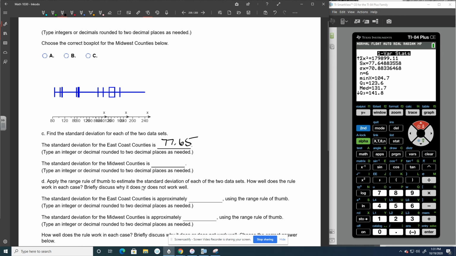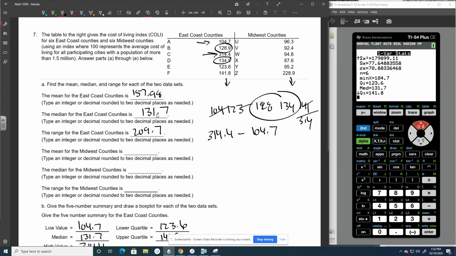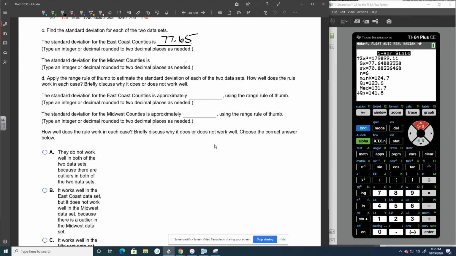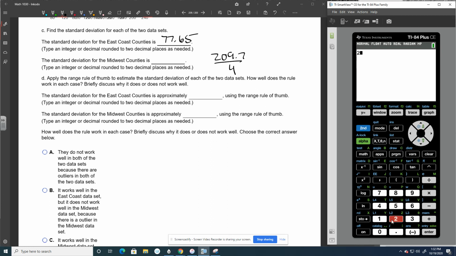Apply the range rule of thumb to estimate the standard deviation. So the range rule of thumb is where you take your range, which, what was my range? I wrote it down before, right? My range is 209.7. So my range rule of thumb, I take my 209.7 and I divide that by 4. So when I do that, 209.7 divided by 4, that gives me approximately 52.43 as my standard deviation. But we found that our standard deviation was actually 78.65.